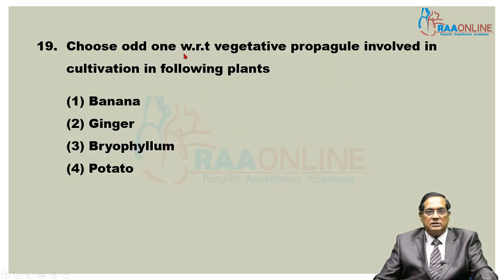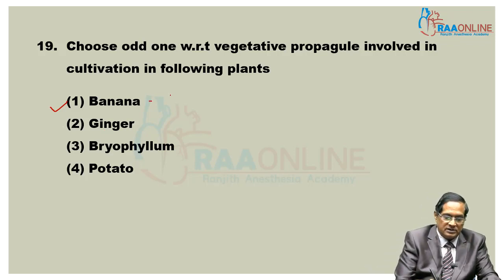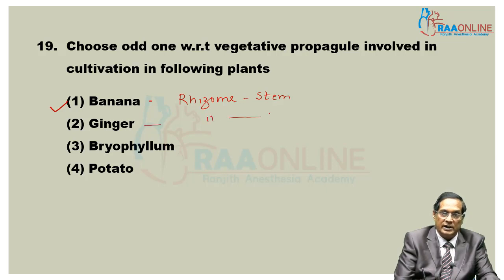Choose the odd one with respect to the vegetative propagule involved in the cultivation of the following plants. Banana is propagated by means of rhizome as well as sucker. That is stem. In banana, rhizome is used, and rhizome is a modified underground stem. Ginger is also a rhizome, and it is also a stem.